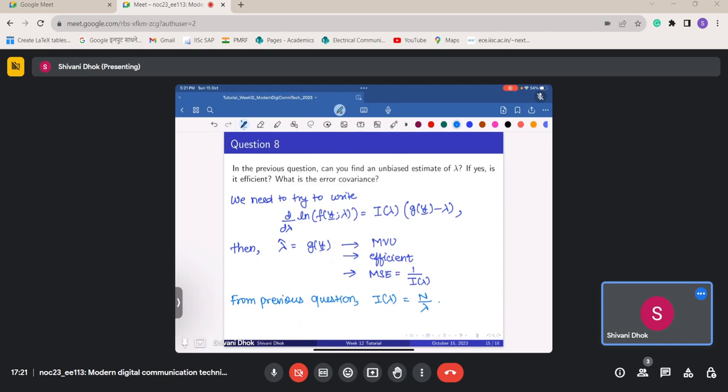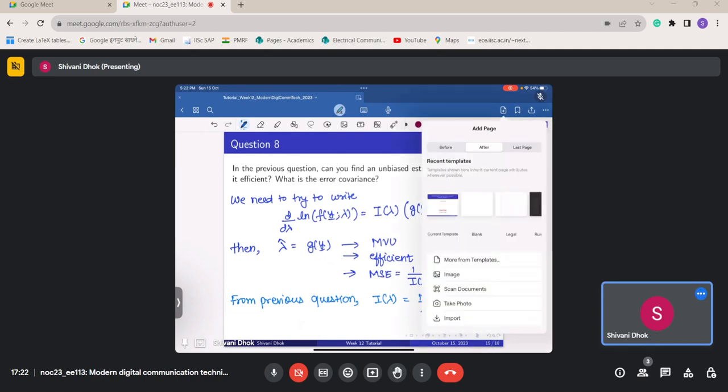Okay, so this much information we have. Now we need to try to write this d by d lambda log differentiation of your log likelihood function in this given standard form. If you are able to do that, then we will be able to directly get your MVU or your minimum variance unbiased estimator. So that will just simplify our life a lot. So let's try to do that.